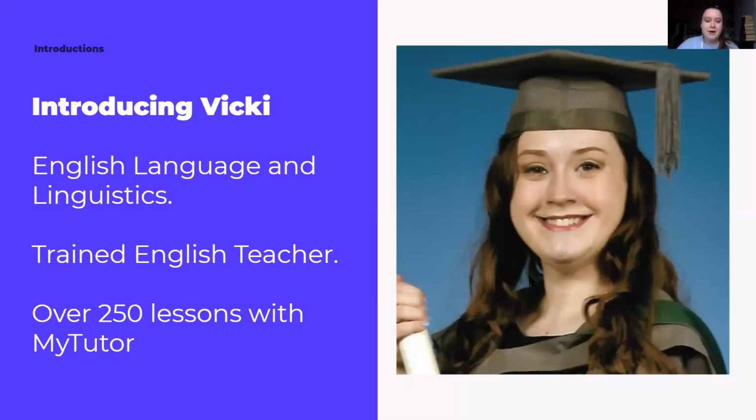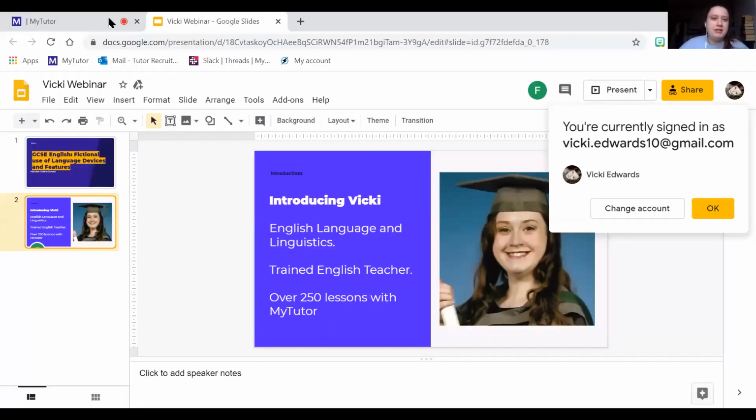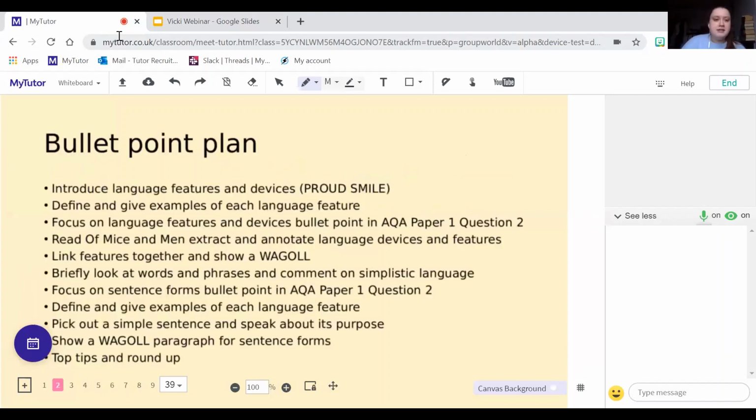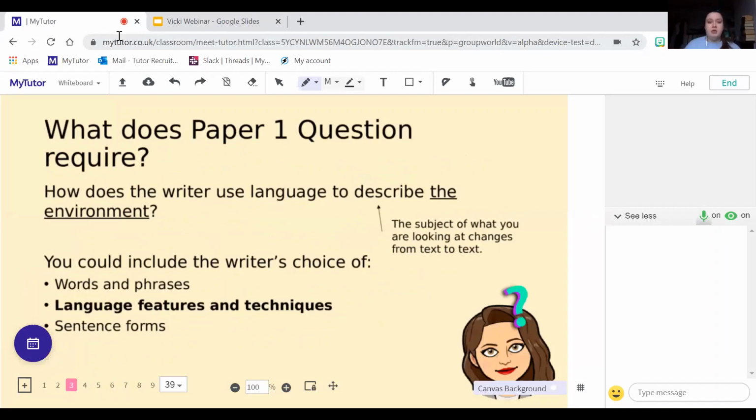Hi, morning everyone. Right, so what we are going to look at today is language devices and features. So this is the AQA paper 1 question 2. So let's have a quick look at what the question requires you to do. You will always be given a very similar question. So how does the writer use language to describe? And then you will be given a subject. So for this question, I'm asking the environment.